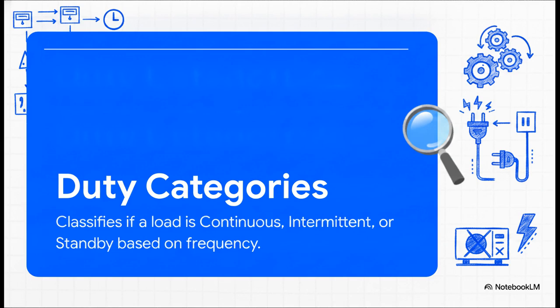Next, we cross-reference those priorities with their physical duty cycles. Basically, how often do they actually run? We classify them as continuous, meaning they are always on, intermittent, meaning they cycle on and off, or standby, which means they only run when a primary unit fails.